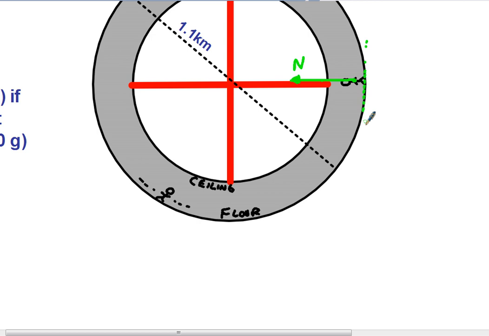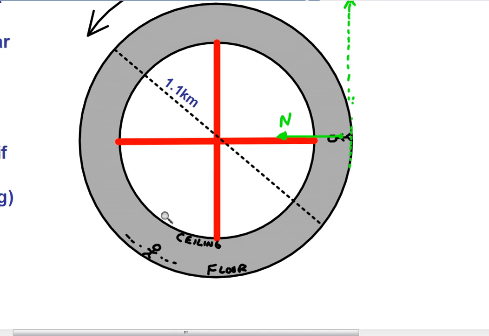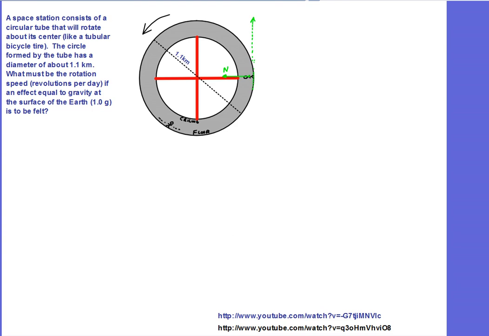Now, there is no other force acting on this person. As they rotate around, and this thing is rotating counterclockwise, if it wasn't for that force pushing them inward, they would end up traveling along this line here, because that's the way they're currently moving. So the wall must push them inward in order for them to move around in a circle. That inward force is the normal force, and that's the only force acting. So if I want to determine the rotational period for that to feel like it would here on Earth, we need to use Newton's second law for circular motion. So let's go ahead and do that.